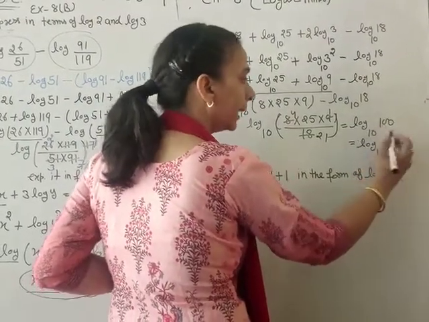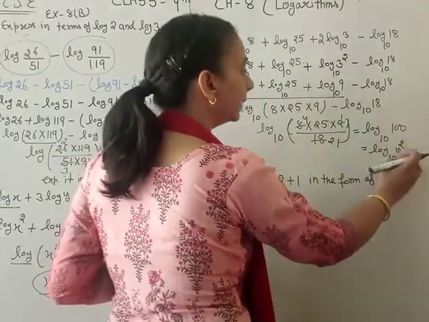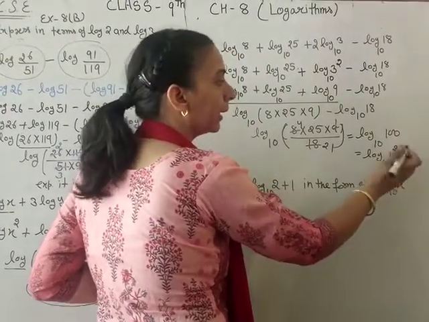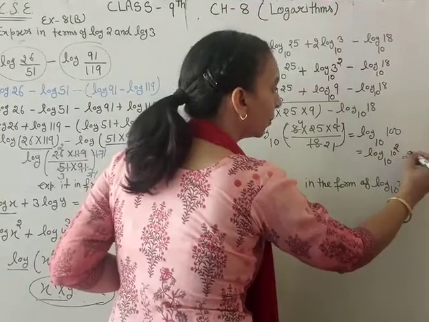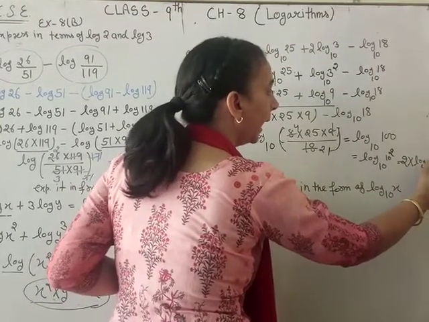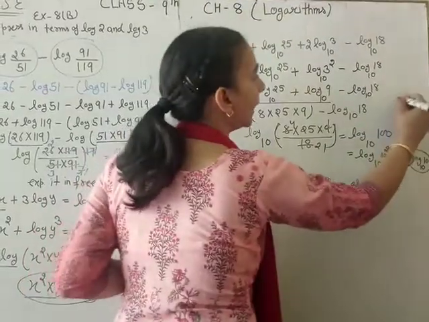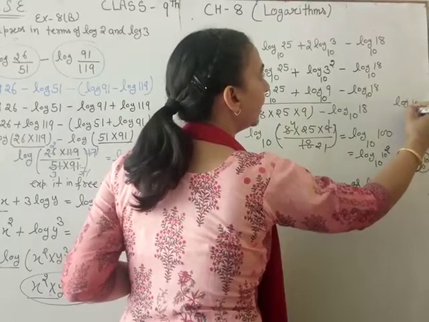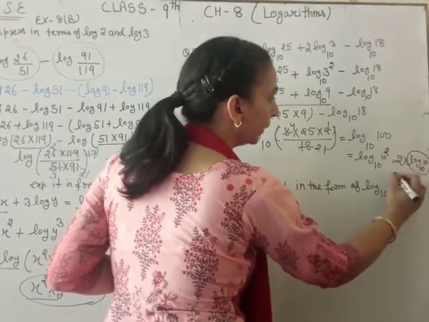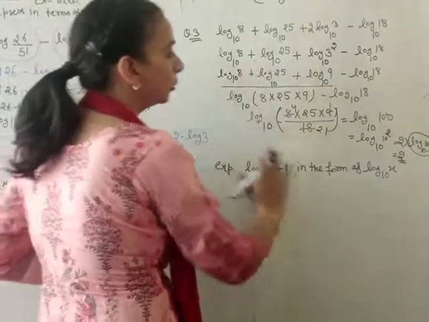We write this as 10 raised to the power 2. Then student, according to the power law, the 2 comes in front as a product: 2 multiplied by log 10 base 10, and the value of this is 1, same base and same argument. So the value of the complete expression is 2.